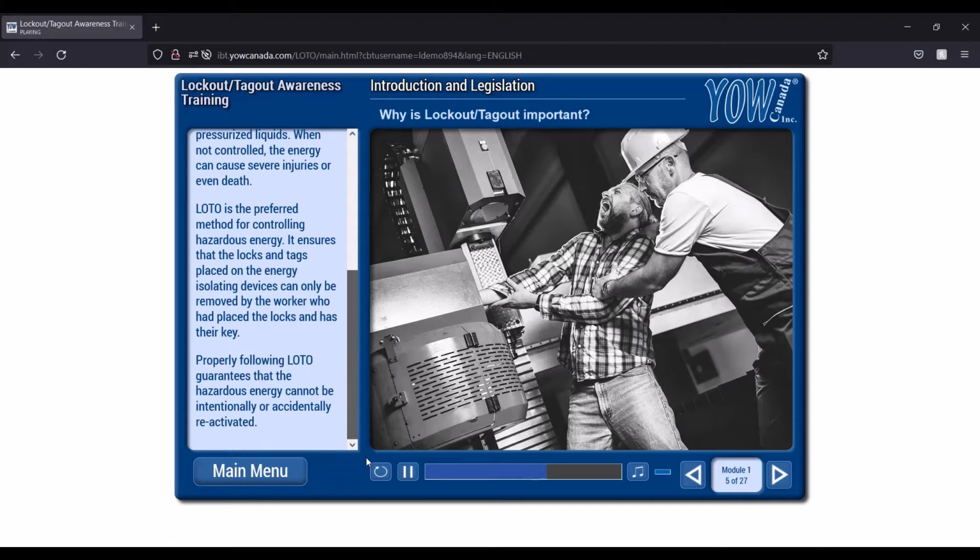LOTO is the preferred method for controlling hazardous energy. It ensures that the locks and tags placed on the energy isolating devices can only be removed by the worker who had placed the locks and has their key. Properly following LOTO guarantees that the hazardous energy cannot be intentionally or accidentally reactivated.